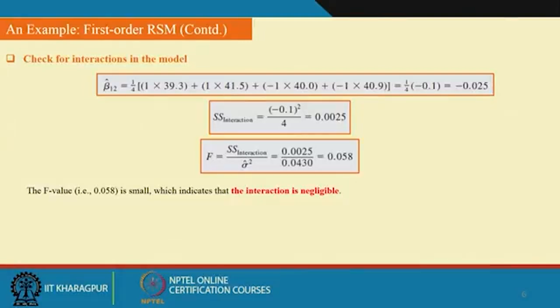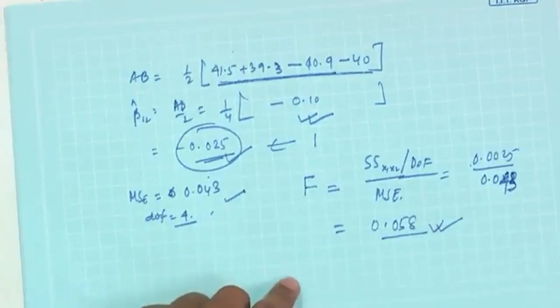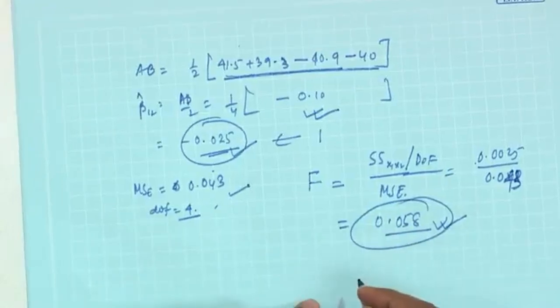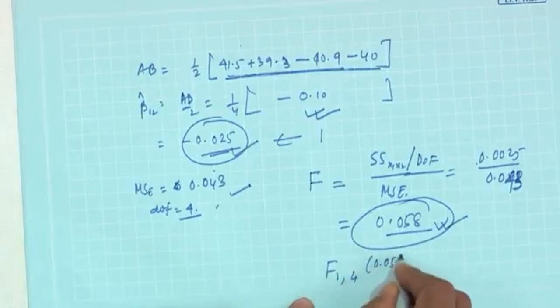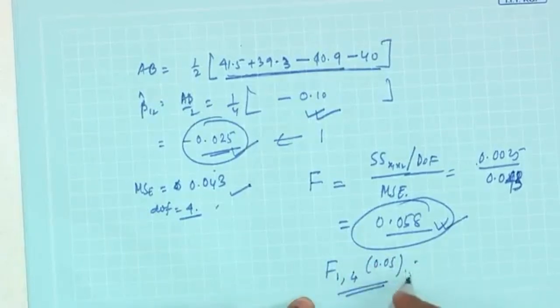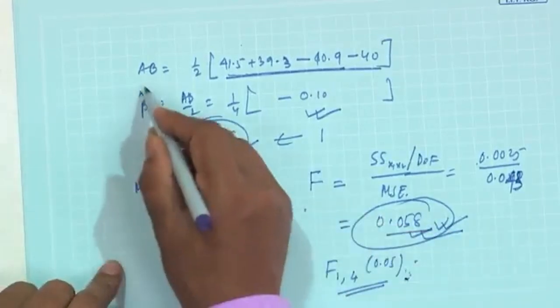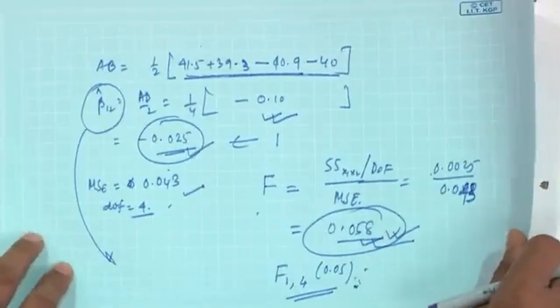0.043. So, this is 0.058. Now, this value, if you compare with F 1, 4, 0.05, then you will find out this value is much higher than this. So, ultimately that means this effect is insignificant. So, the interaction effect is not there, the interaction effect is negligible, that is what you have done here.